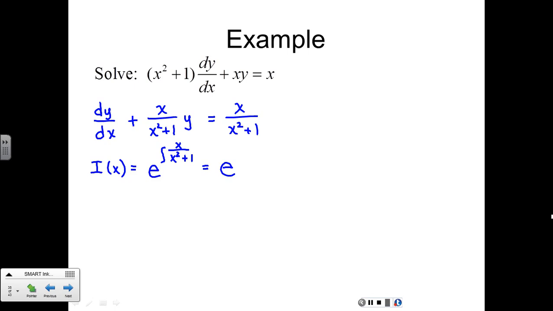But the integral of x over x squared plus 1, how are we going to approach that one? U would be your denominator, right? So your du will be 2x. You have the x. You do not have the 2, so we're going to do a 1/2. So that becomes 1/2 times the integral of 1 over u. So what is the integral of 1 over u? Ln. So we have e to the 1/2 Ln of x squared plus 1.